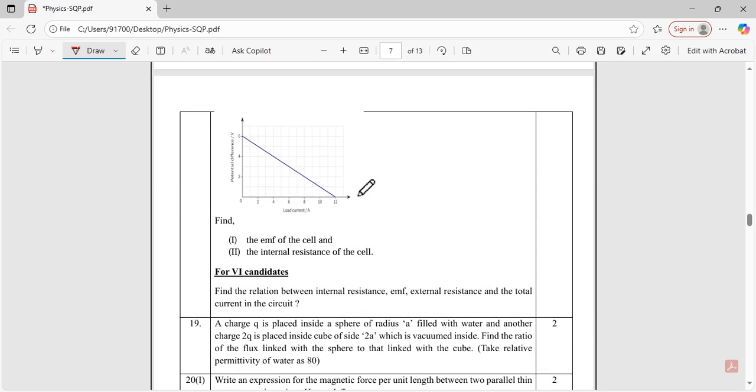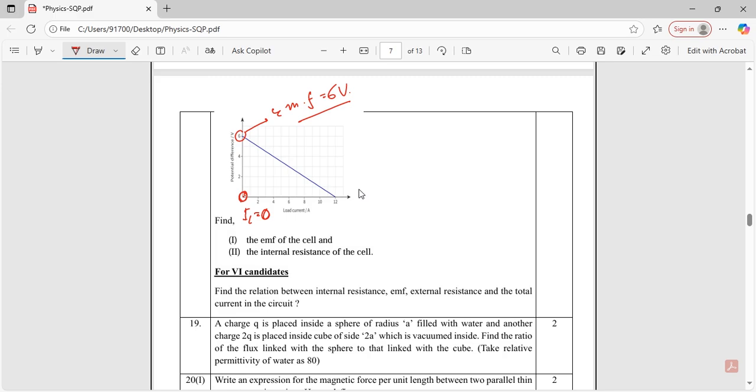Here is the load current at that point. Here the load current is 0, and at that time the potential difference is 6. So that's when the EMF is 6 volt. When the load current is 0, the potential difference equals the EMF of the cell. So the EMF of the cell, that is the first answer. Now, what is the internal resistance of the cell?